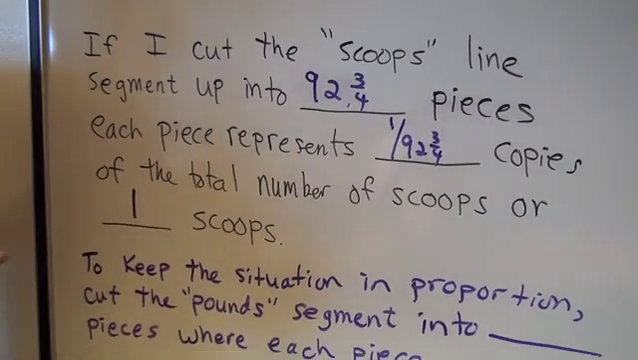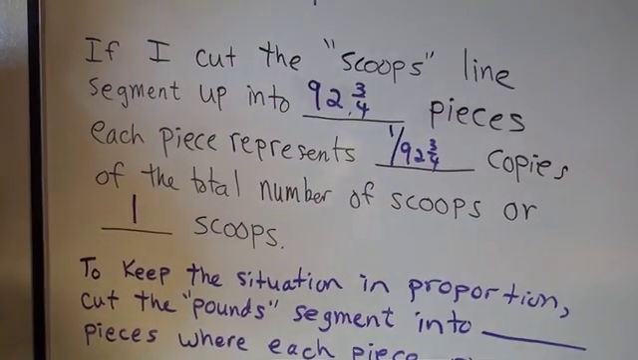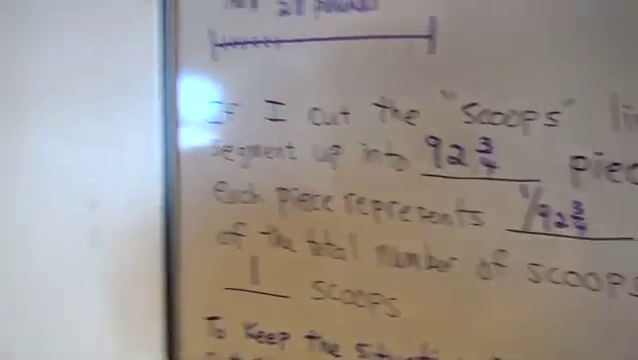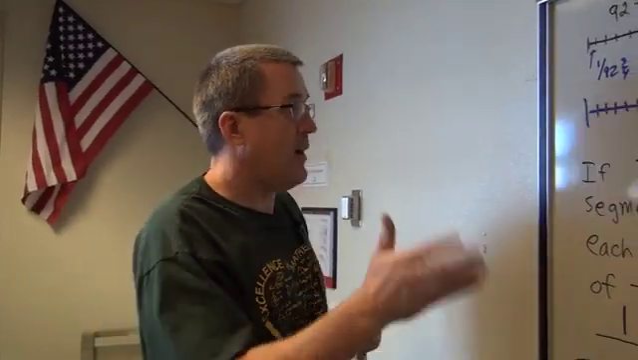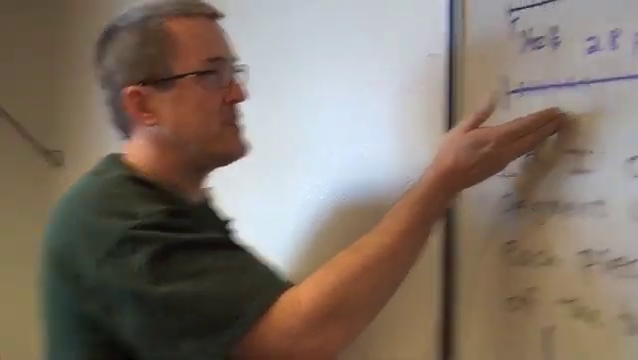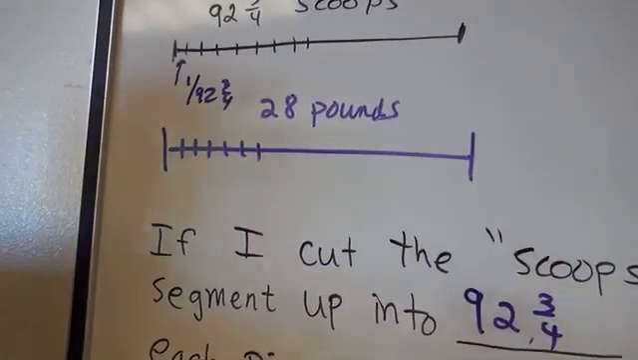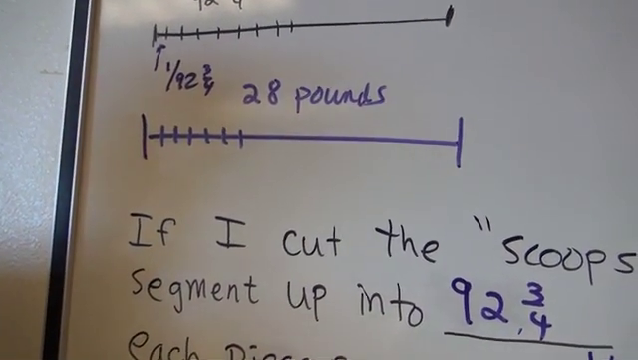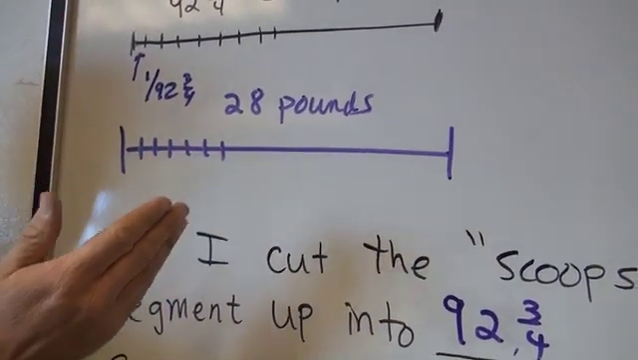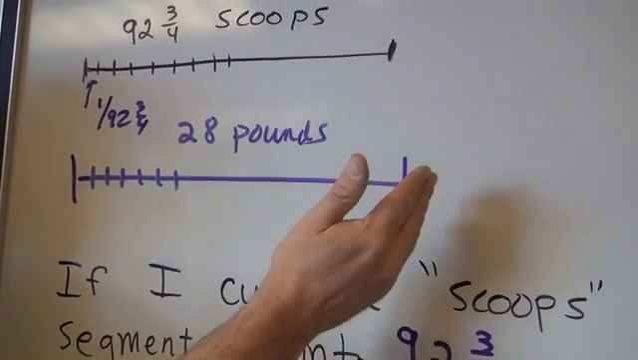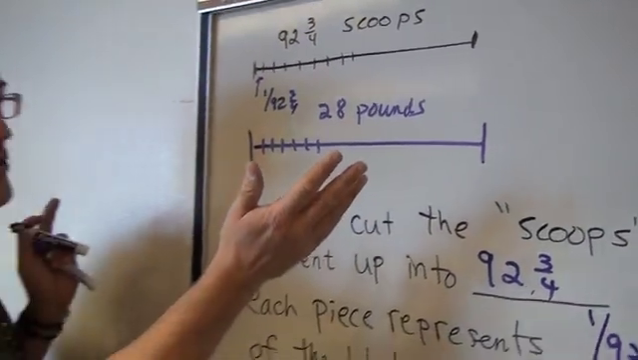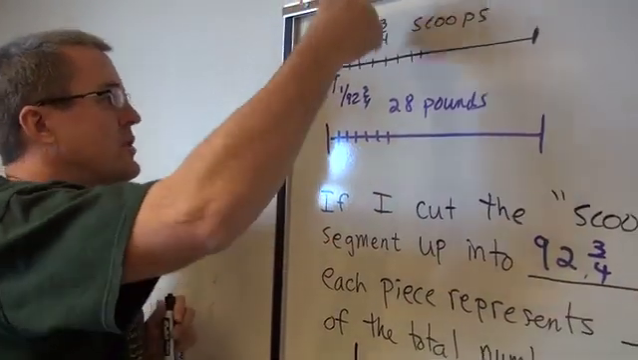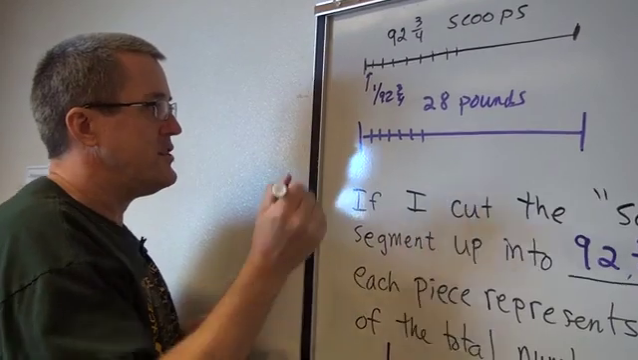Now that thinking about cutting and copying like we've done with fractions before is, I think, essential to ultimately making sense of dividing fractions. Now, we do the same thing with the number of pounds. So what I'm thinking is, every time I put that cup into the bag and fill it up with a scoop of dog food, there's 92 3/4 of those scoops before I empty the bag. So to keep things in proportion, I have to think about cutting the 28 pounds into 92 3/4 individual sections.